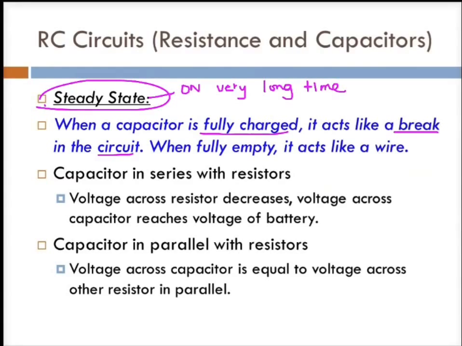When it's fully empty, that means that it is just being connected. It acts like a wire. Now the first example we're going to look at is a capacitor in series with resistors. Here you should notice that the voltage across the resistor decreases and the voltage across the capacitor is going to eventually reach the voltage of the battery.